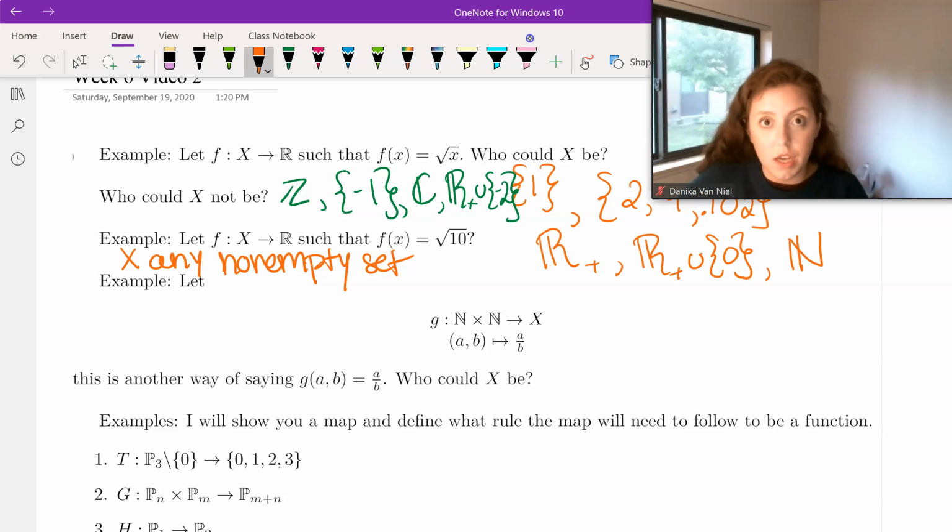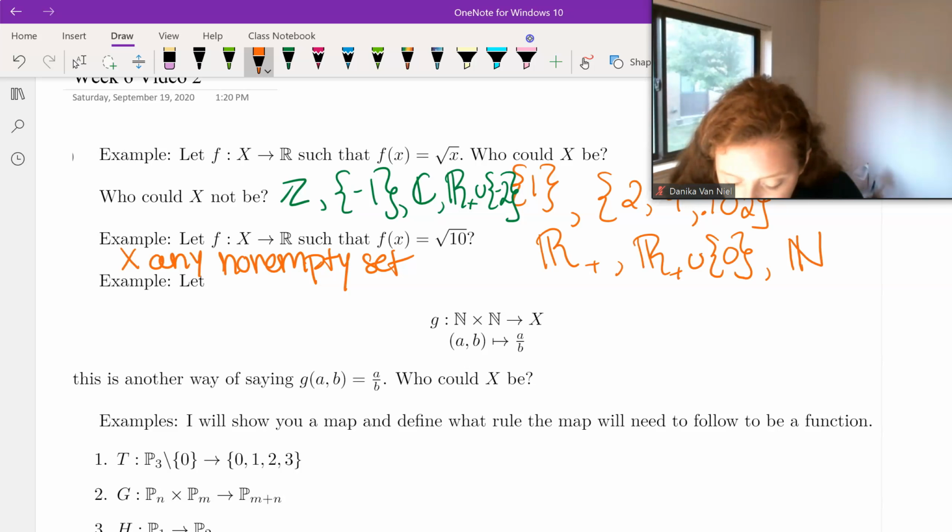As long as you have at least one element to plug in there, we're good. We got a function. Even if you plugged in like -1,000, f of -1,000 is square root of 10. Because it doesn't matter what you're plugging in as long as you're plugging in something. Okay? All right, so next one.